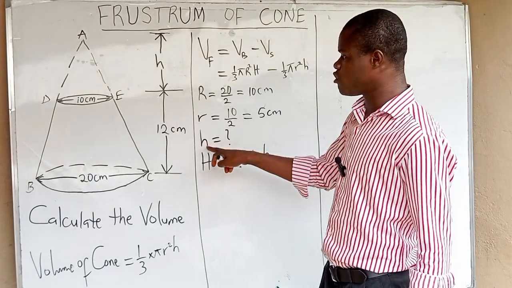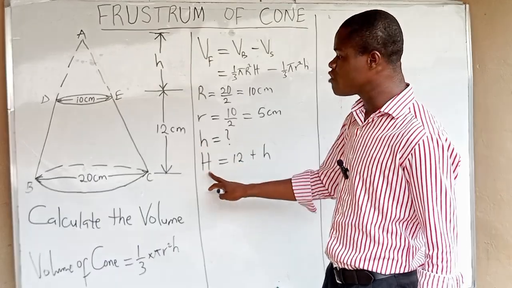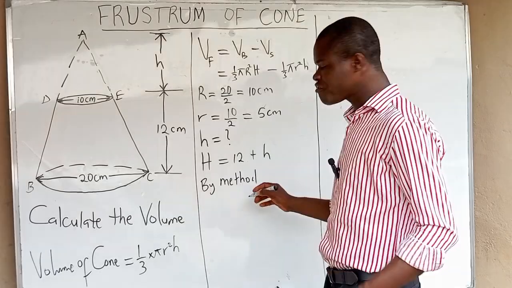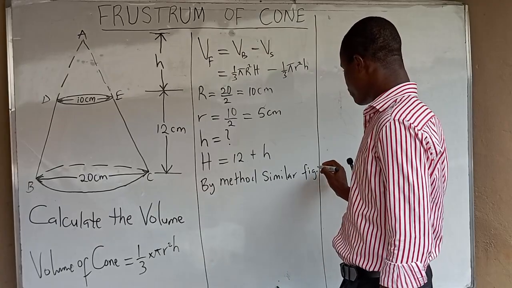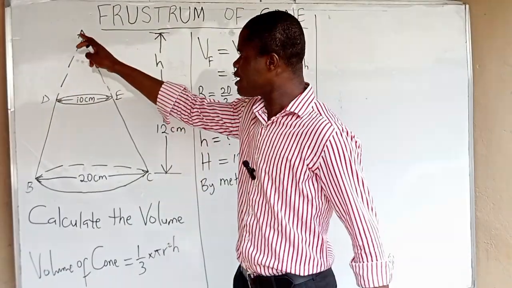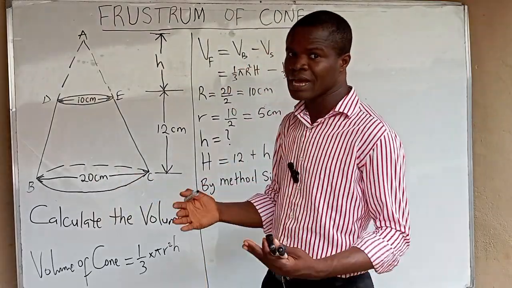That means I'm looking for the smaller height. I'm also looking for a complete value for the bigger height, by the method of similar figures. ADE is a smaller cone, while ABC is a bigger cone.